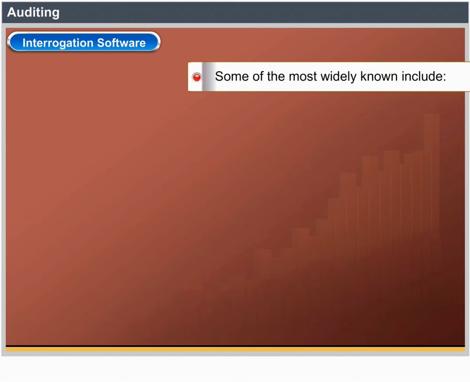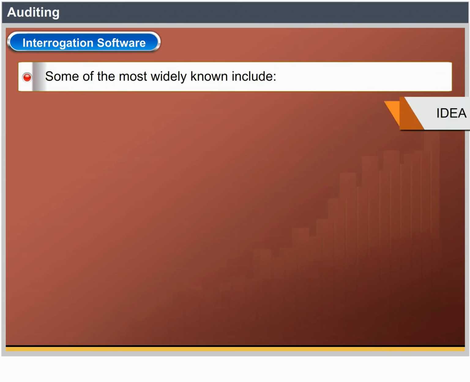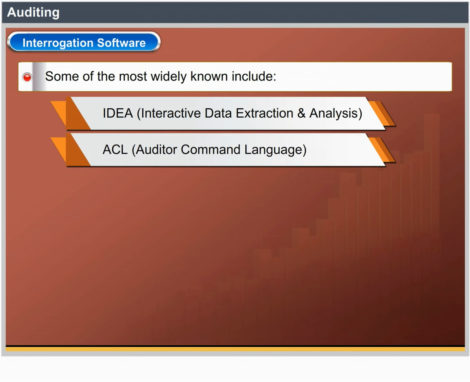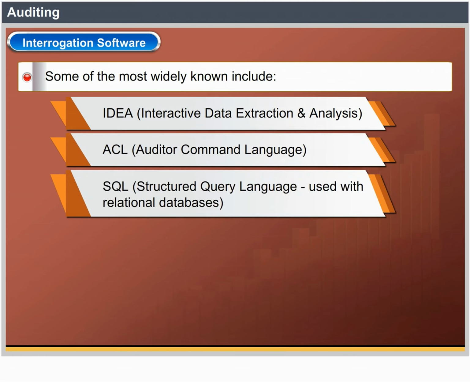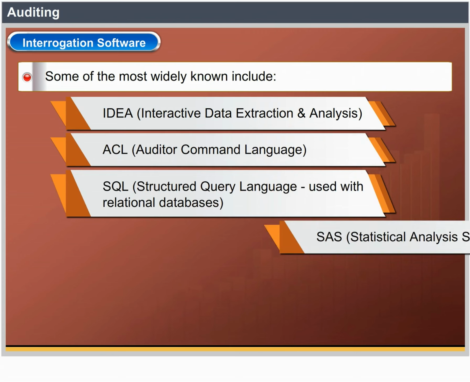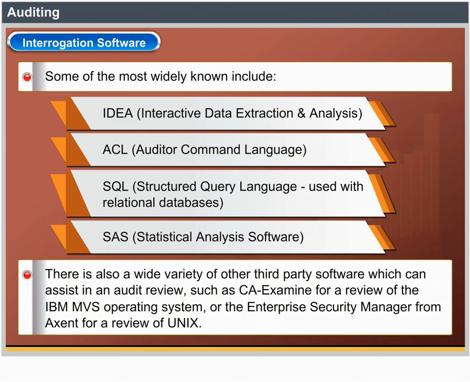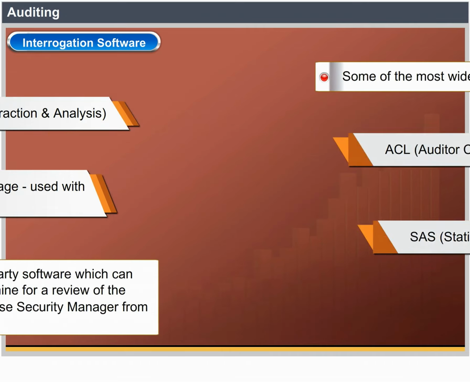Some of the most widely known include IDEA, Interactive Data Extraction and Analysis, ACL, Auditor Command Language, SQL, Structured Query Language used with relational databases, and SAS, Statistical Analysis Software. There is also a wide variety of other third-party software which can assist in an audit review, such as CA Examine for a review of the IBM MVS operating system or the Enterprise Security Manager from Axent for a review of Unix.